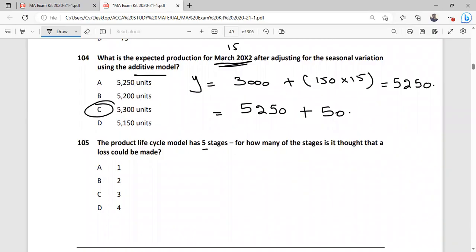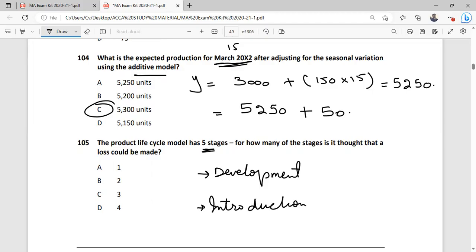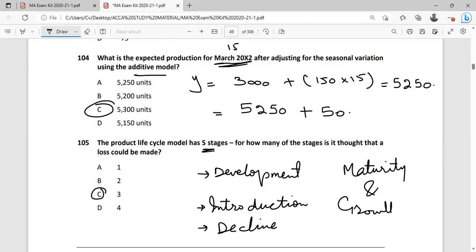Product life cycle has 5 stages. In how many of the stages could a loss be made? Loss will arise in the development stage. Loss will arise in the introduction stage. And loss will arise in the decline stage. So the 3 stages will face loss. Maturity and growth, 2 stages, will show the profitability.